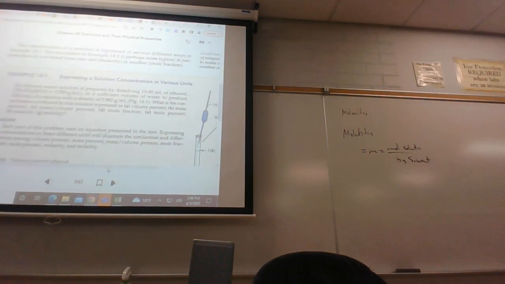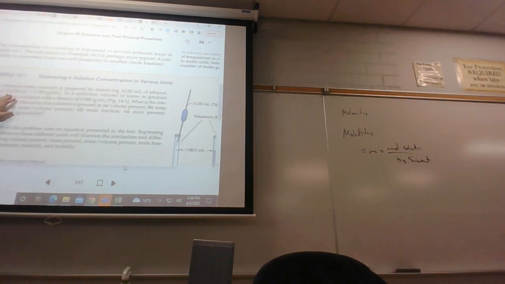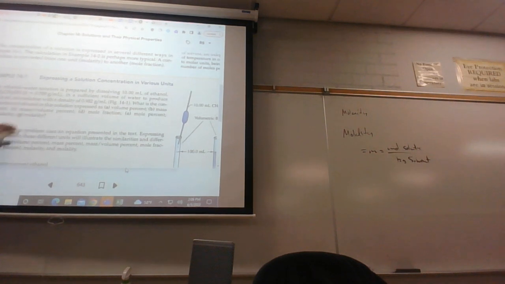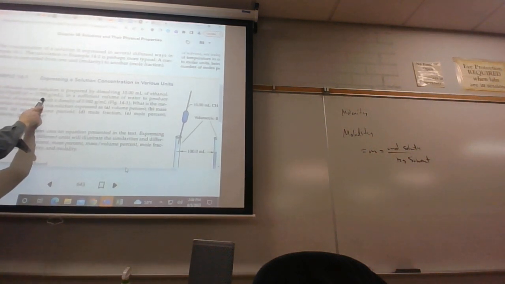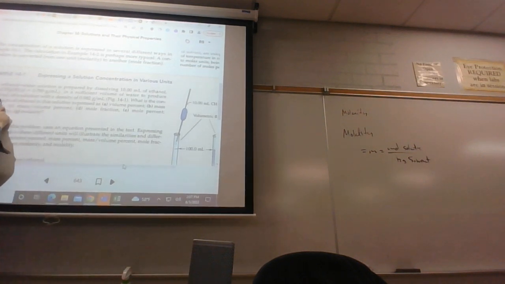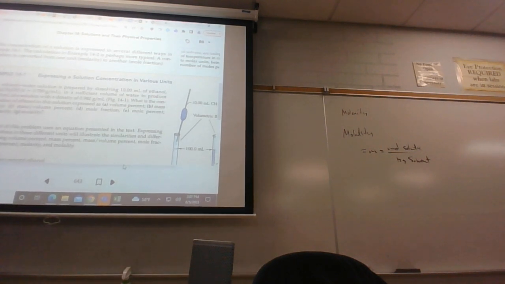This is a good one. Example 14-1. An ethanol water solution is prepared by dissolving 10.00 milliliters of ethanol. This is the density of pure ethanol here. So if we have the volume of pure ethanol, we can get the grams of pure ethanol using the density. In a sufficient volume of water to produce 100.0 milliliters of solution. So this is the total volume.